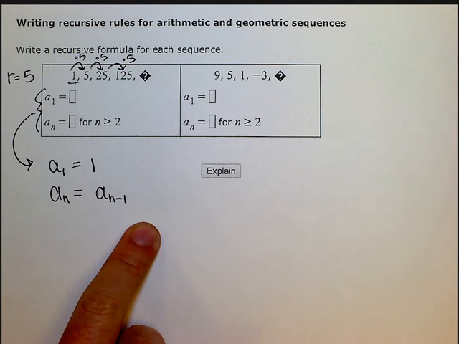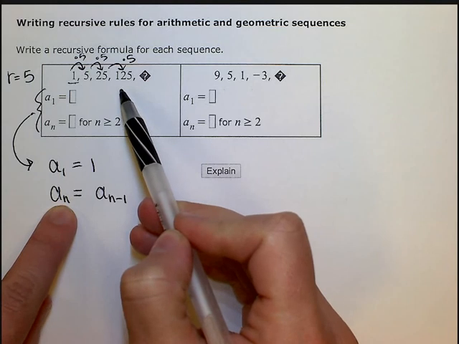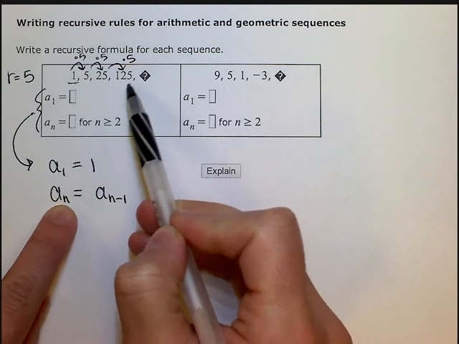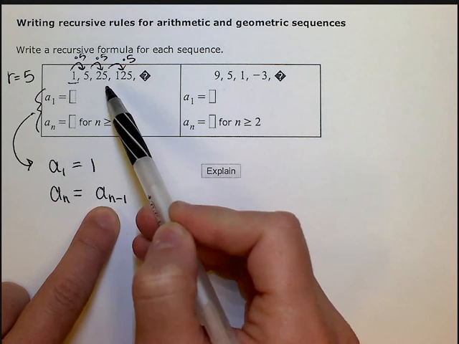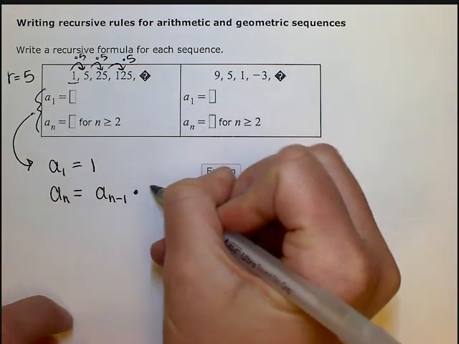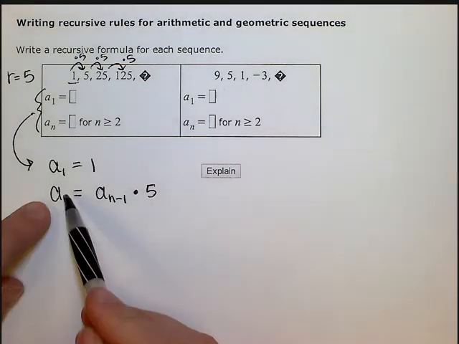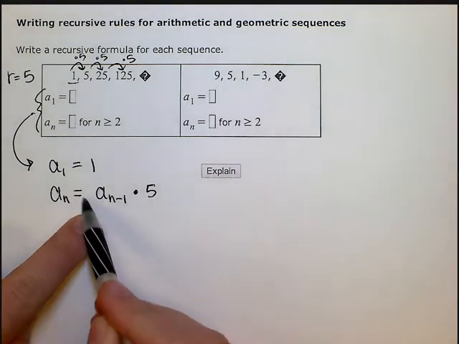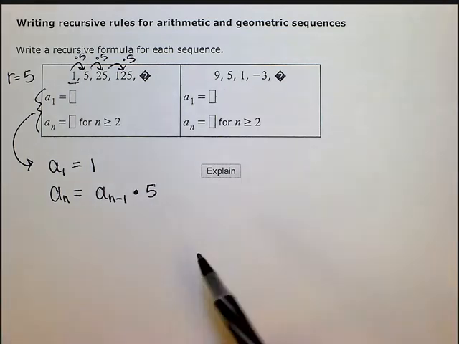Then I know, so for example, to get the fourth term, if I was finding a sub 4, I'd be trying to find 125. So I would take the 25, the previous term, and I would multiply it by 5. And that's it. Any term equals the term value of the last term times 5. And we can keep going forever, on and on and on.